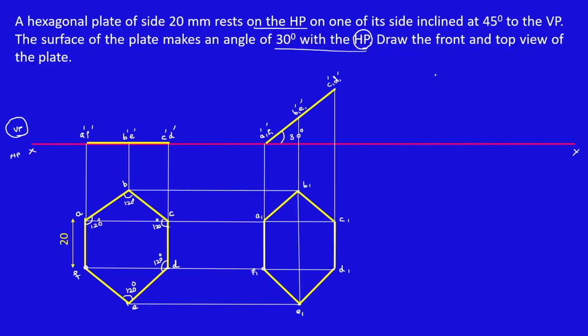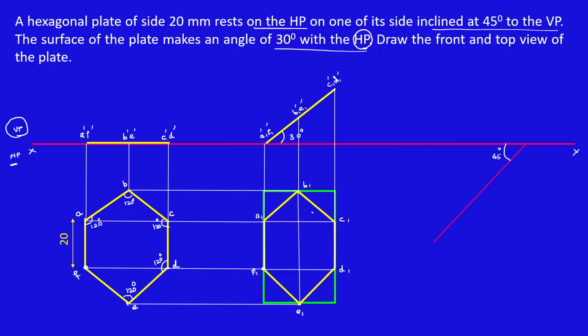Next, I'm going to draw another inclination. Here the inclination is 45° to the VP. VP means I have to draw it on HP. So draw an inclined line which makes 45° with respect to VP. Before that, draw a green color rectangle around the hexagon shape. I'm going to use this rectangle on this diagram to draw the exact shape of this hexagon.